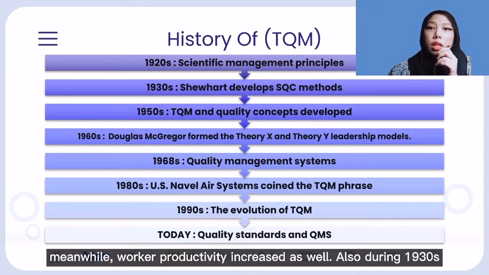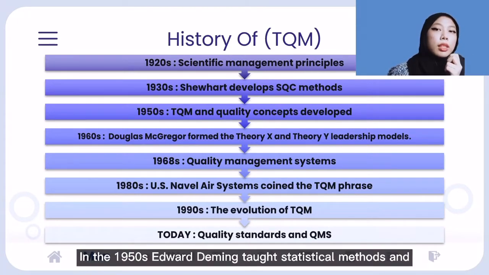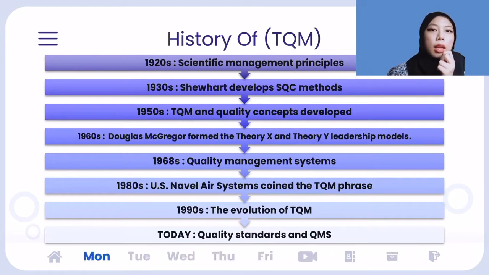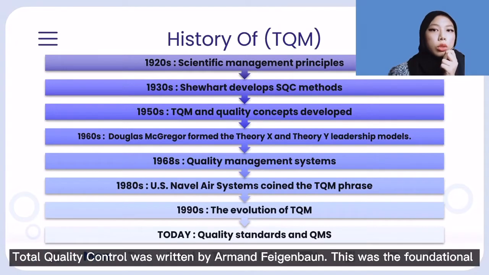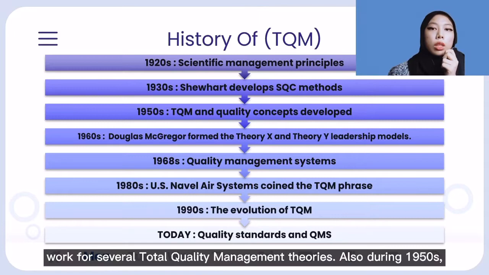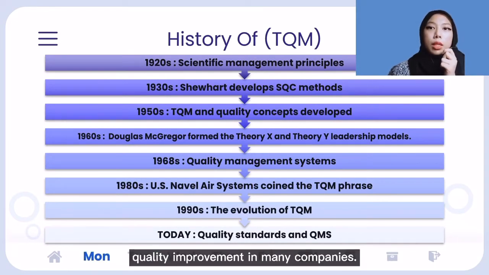Also during the 1930s, Walter Shewhart developed the methods for statistical analysis and control of quality. In the 1950s, Edwards Deming taught statistical methods and Dr. Juran taught quality management techniques to the Japanese. Total quality control was written by Armand Feigenbaum. This was the foundational work for several total quality management theories. Also during the 1950s, Philip B. Crosby's promotion of zero defects paved the way for quality improvement in many companies.